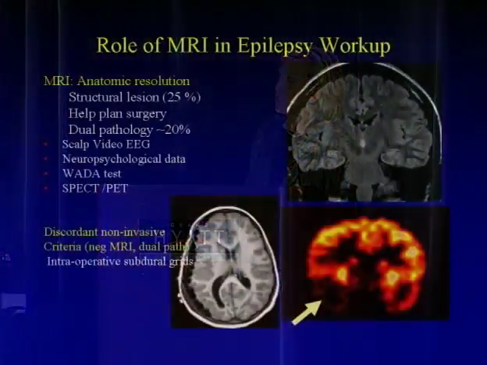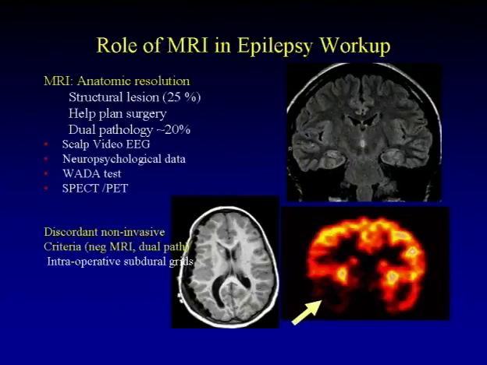The role of MRI in the epilepsy workup is to detect a structural lesion, which we will find in about 25% of patients. It has the highest anatomic resolution, and it's used to help plan the surgery. We have to remember that in about 20% of patients we will find dual pathology, so when you see one lesion, we always have to continue to look for another one. The MRI data will be combined with the scalp video EEG. Patients will also undergo neuropsychological testing, a WADA test, and SPECT and PET studies in certain cases.